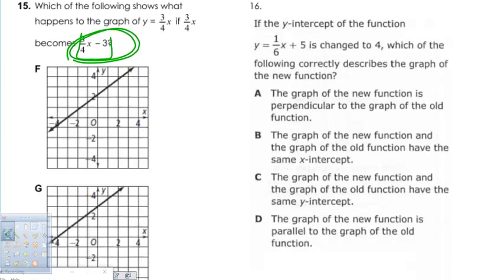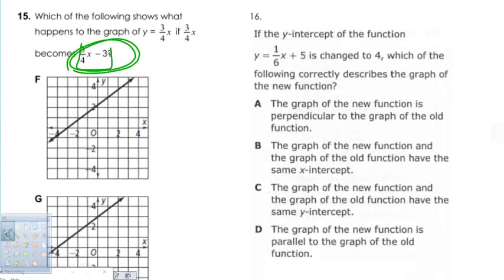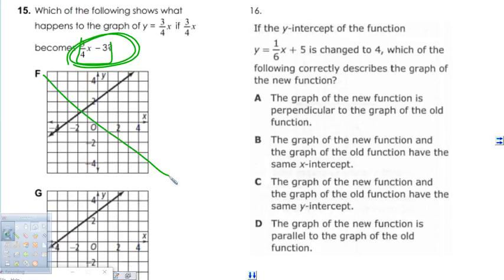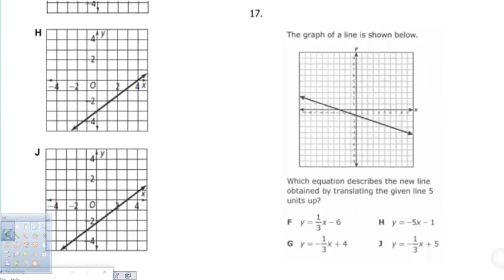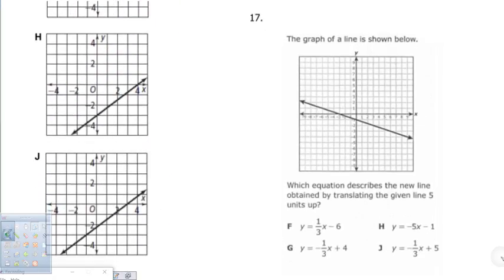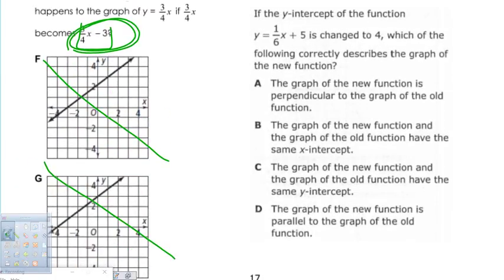Okay? So, let's see. We know it's going to cross at -3, so that's gone, that's gone. Okay? And this one's gone. Okay? We need something that crosses at -3 and has a slope of 3/4. So 1, 2, 3, 1, 2, 3, 4. So 3, 4, check. Good. Has to be H. Done. Okay. Number 16.